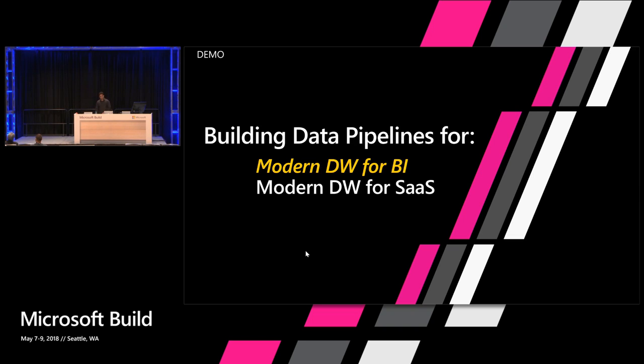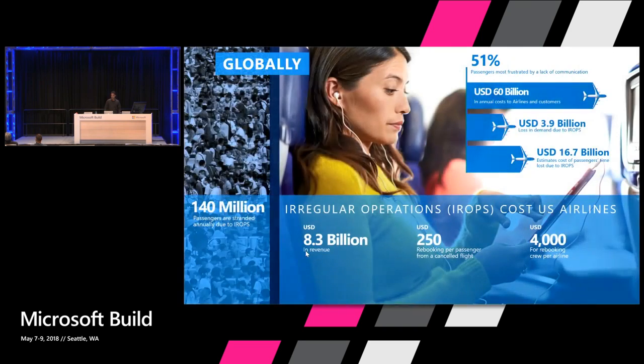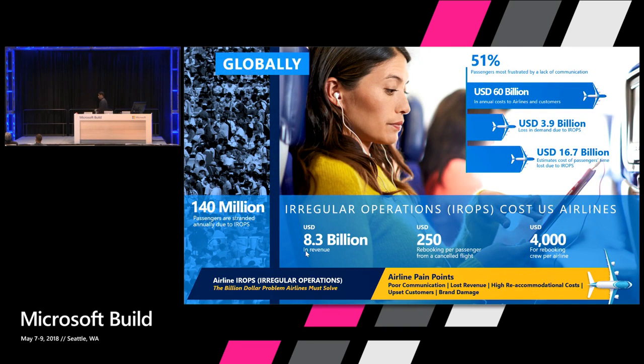So let's take an example over here, and I want to show you a capability of how you can build your pipelines for a modern data warehouse for business intelligence. For this, I want to use an interesting example of what we call IROPS. The airline industry has this problem, if you will, where there are irregular operations that are happening.